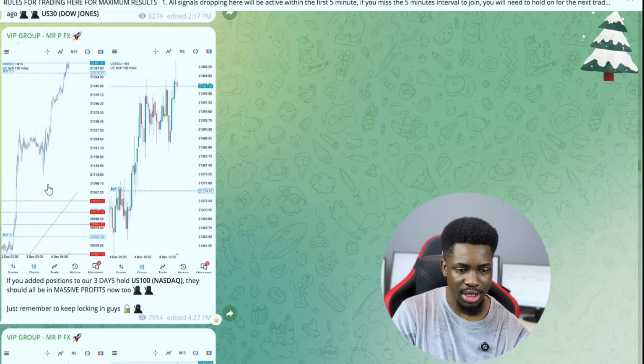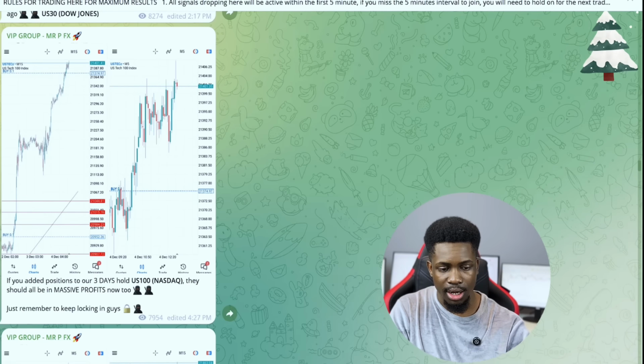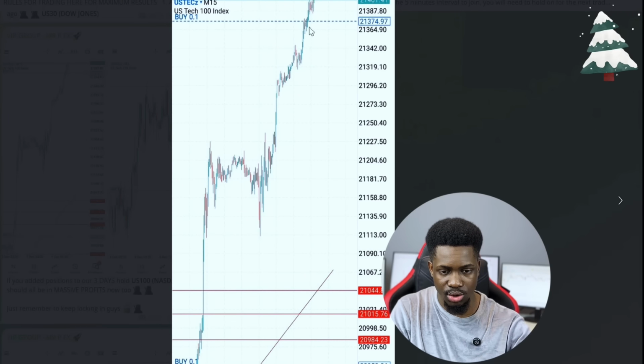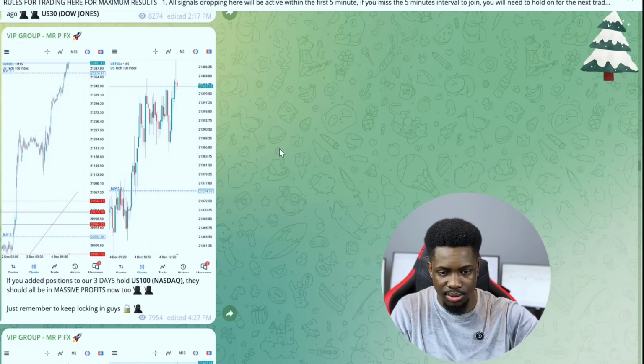So this was a NASDAQ that was still moving. This was a previous trade, right? This was where we stormed into a trade, and this was what occurred later on. So you can literally just see that, right?